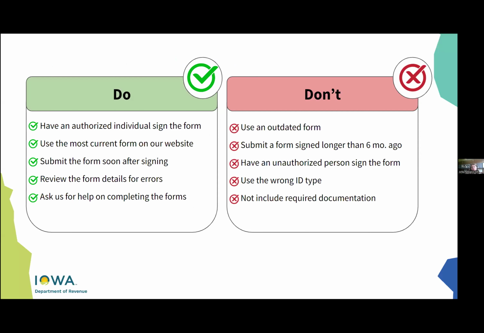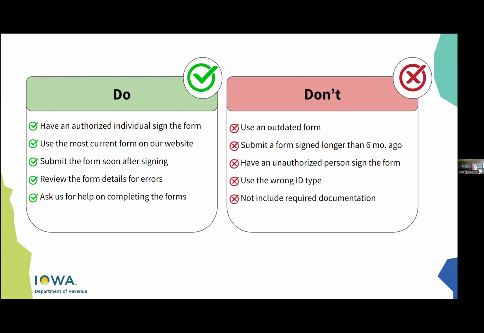We thought it would be helpful to include some do's and don'ts of third-party authorization and just make sure that you understand what our expectations are too. So we expect that you would have an authorized individual sign the form, that you would use the most current form on our website, that you would submit the form soon after signing it. Don't hold on to it for a year. We would expect that before you send these to us, that you're reviewing those form details, making sure that there aren't any errors. And then finally is that you ask for help or you look at our website if you have questions on those forms.